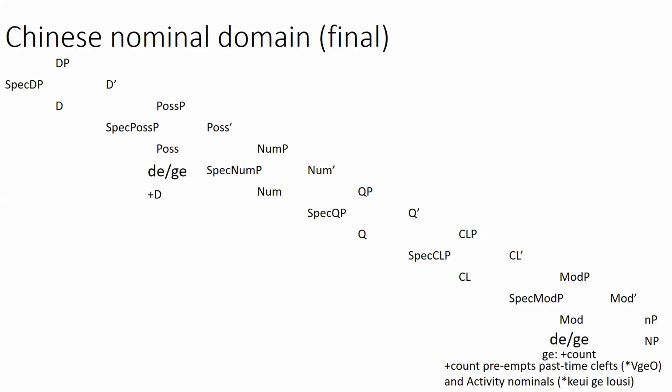impossible to be used in pastime clefts and also in activity nominals. And that ge tends to select real objects, real concrete objects, as opposed to abstract activities or object relative clauses that can be reanalyzed as clefts. And similarly, in the higher position, referentiality also preempts its reanalysis as pastime clefts, also as activity nominals. So we can see how in these different positions, the reanalysis of de or ge as pastime clefts and as activity nominals can be preempted. And we can formalize all this in terms of the formal features in the nominal domain.